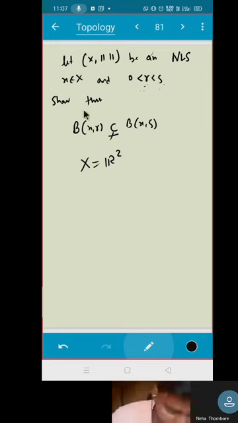Similarly, for the closed interval, see open interval x comma, close interval, that will also work. You take the boundaries also, then also it is okay. Same thing is okay.